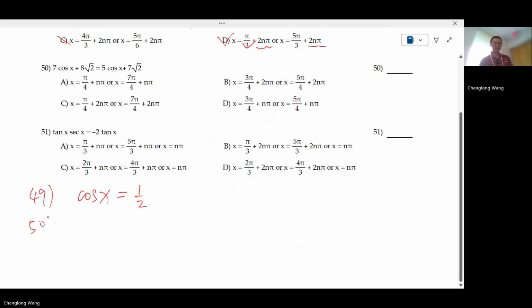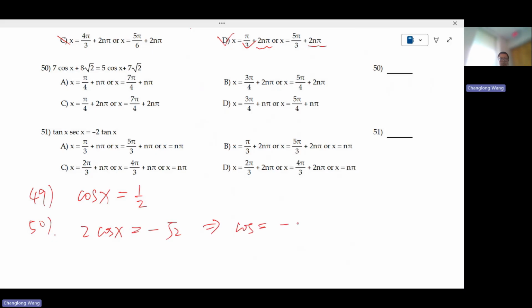Now, what about 50? You guys tell me, what should I do to get to the fundamental equation of cosine x? So subtract 5 cosine x and a radical 2 from both sides. I'm sure you can see it will be 2 cosine x equals negative radical 2, so cosine x will be negative radical 2 over 2. And you can go from there. Okay, so that's 50.